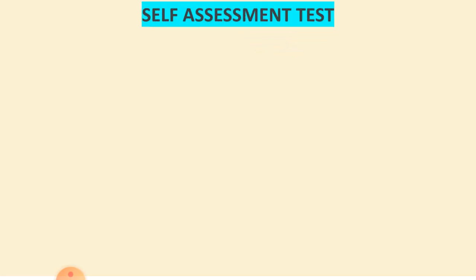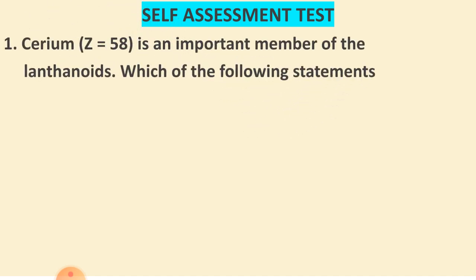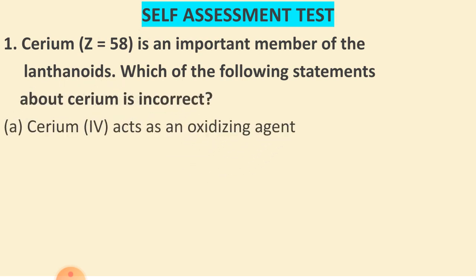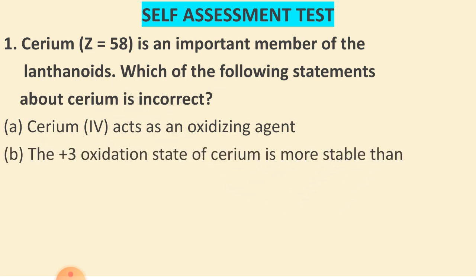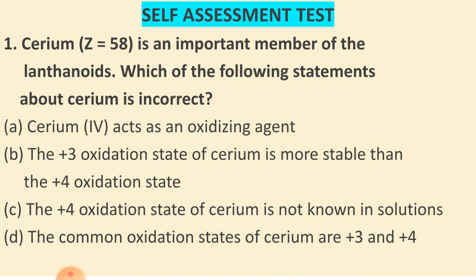Now the self-assessment test. Question number 1: cerium, having atomic number 58, is an important member of the lanthanoids. Which of the following statements about cerium is incorrect? Four options are given. First, Ce4+ acts as an oxidizing agent. Second, the +3 oxidation state of cerium is more stable than the +4 oxidation state. Third, the +4 oxidation state of cerium is not known in solution. Fourth, the common oxidation states of cerium are +3 and +4. You have to find the answer from the four options.